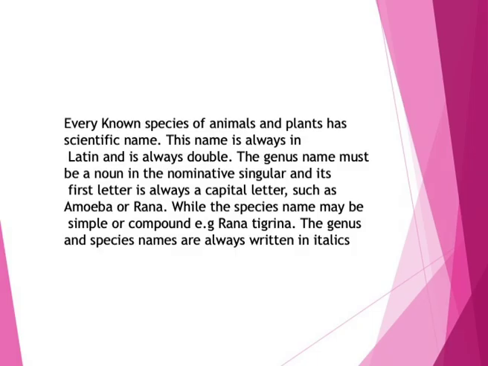The genus name must be a noun in the nominative singular and its first letter is always a capital letter, such as Amoeba or Rana, while the species name may be simple or compound. Example, Rana tigrina. The genus and species names are always written in italics.